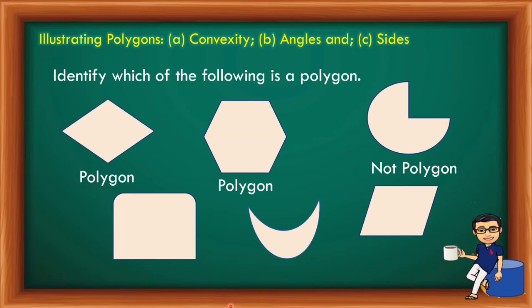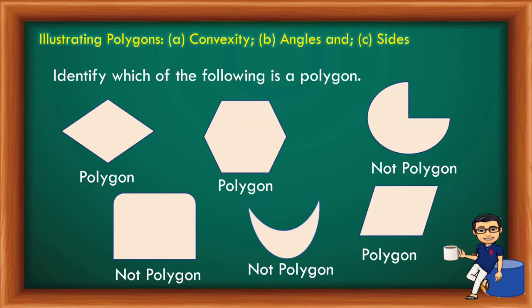How about this one? Answer is not polygon. So, again, segment ito, but when you look at this one, may curve na dito sa part na to, so dito rin, so ibig sabihin not polygon. How about this one? Okay, obviously, it's not a polygon. Wala dyan segment. Then with the last one, we have four segments here, 1, 2, 3, 4, at connected naman siya. So, therefore, that is what we call a polygon. Siyempre, may mga angles din yan, may vertex din, at siyempre, mayroon din tayong side.